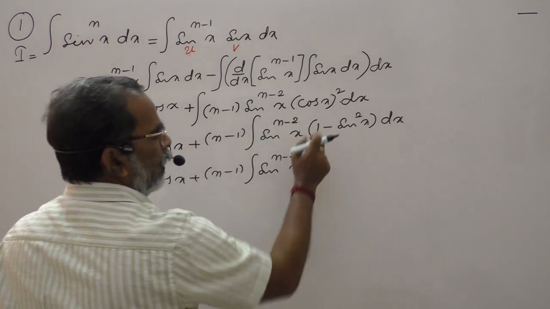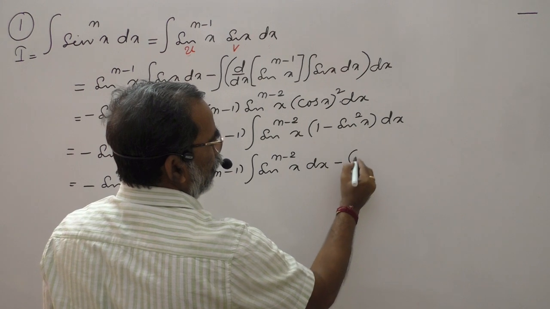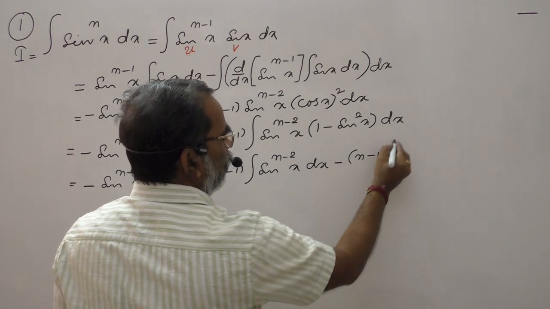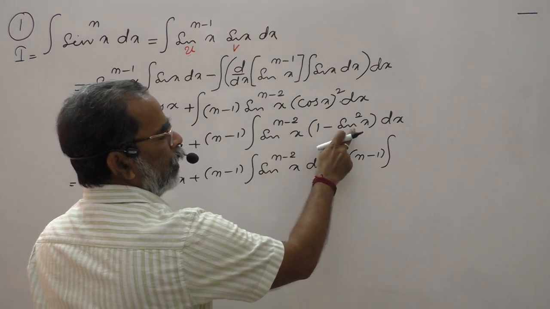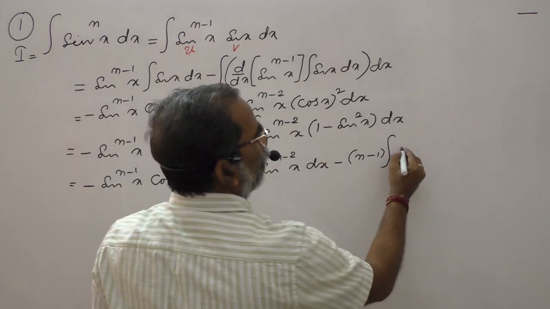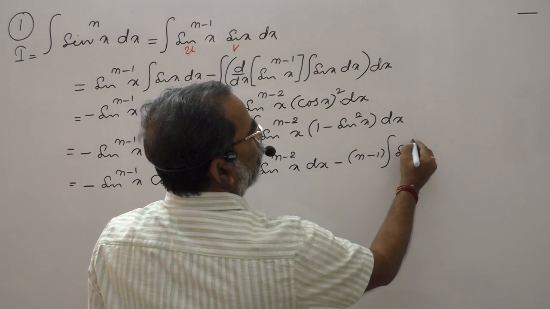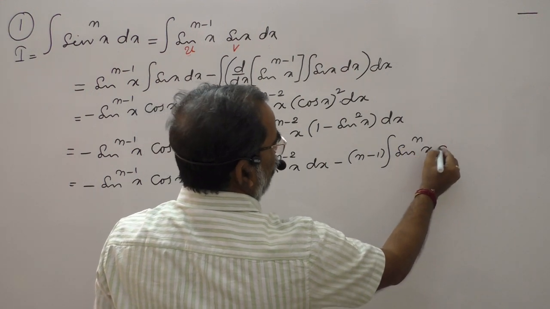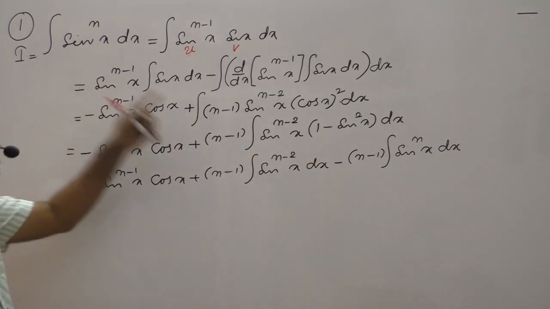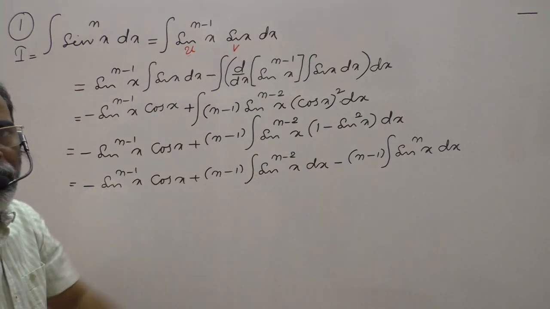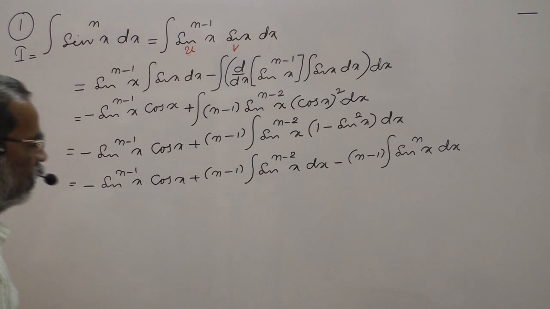Then plus, into minus, minus. For this also n minus 1 will be there, also the integral of sine power n minus 2 into sine power 2. Adding powers, this becomes sine power n. So again the question has repeated. This is not ending. Therefore we should reduce that.